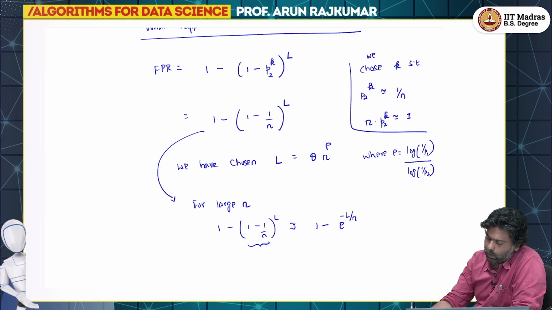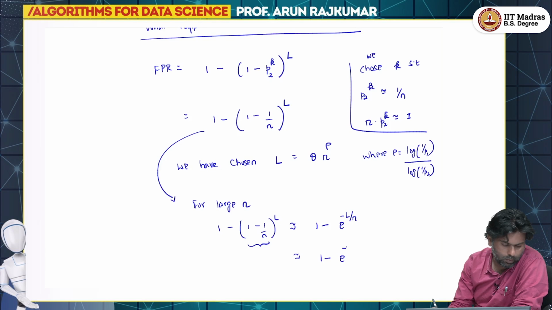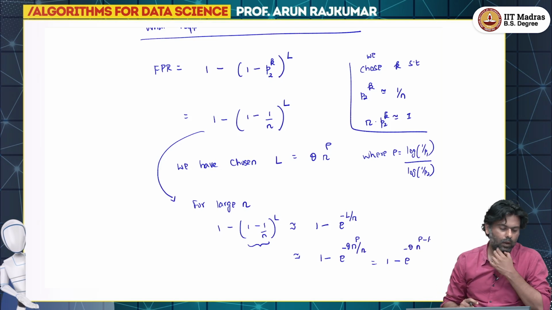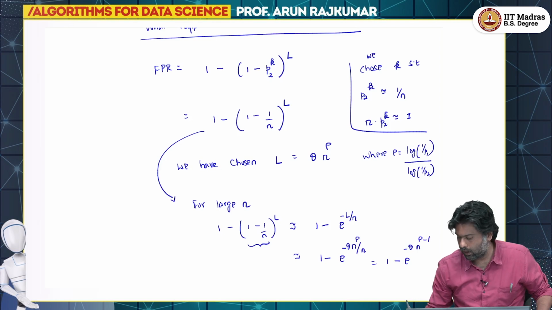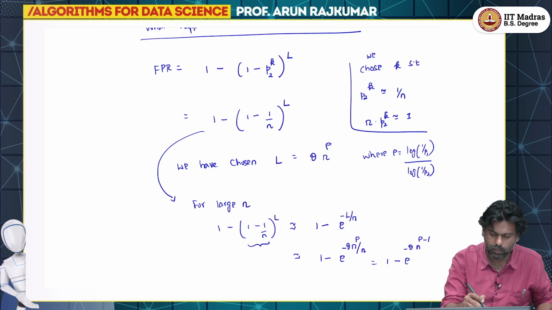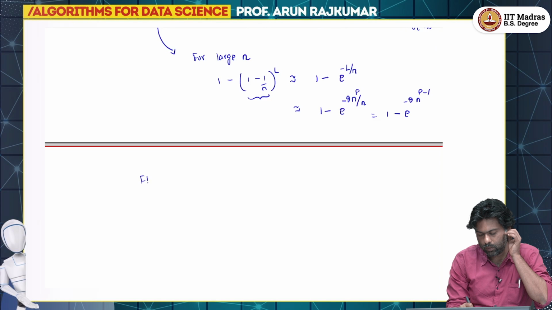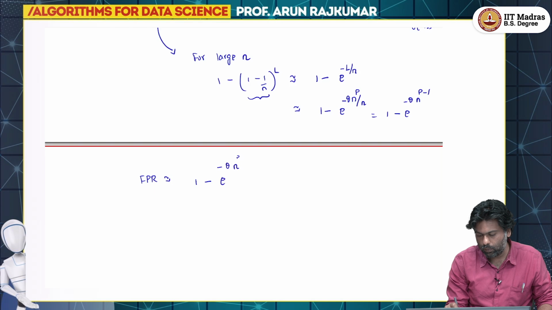Now I have chosen L to be theta n power rho. So for our choice of L, this will look like e to the minus theta n power rho by n, which is 1 minus e to the minus theta n power rho minus 1. So this is how it's going to look. Now let's look at this a little more carefully and see what happens.